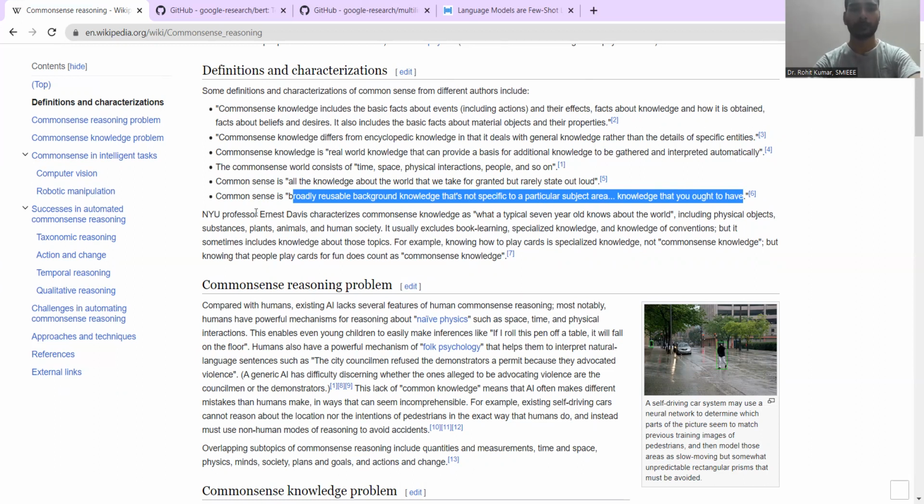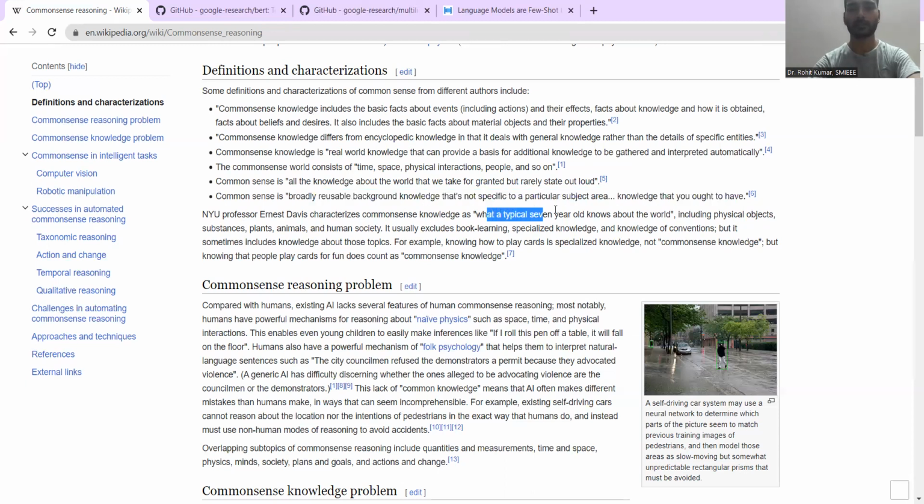These are not limited to. The NYU professor characterizes common sense knowledge as what a typical 7-year-old knows about the world. And whatever the little infant or little children do, for example touching something, sensing something, taking little steps based on their reasoning, means they are perceiving inputs through their sensors, and then taking small decisions to move in a particular direction or crawl or something like that. All these things are coming from common sense.